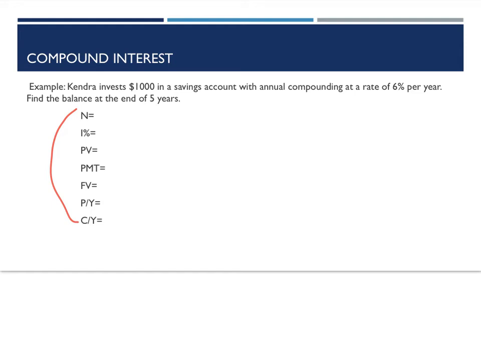So she invests $1,000 in an account, annual compounding 6%, find the balance at the end of 5 years. So we're looking for the money at the end, which means the $1,000 is the money we have at the beginning. Now Kendra, think about it as a physical thing. Kendra is not receiving $1,000, she is giving it to a bank. That is a payout at the beginning. So she pays out $1,000 at the beginning. We want to find the balance at the end, so this is what we're looking for.